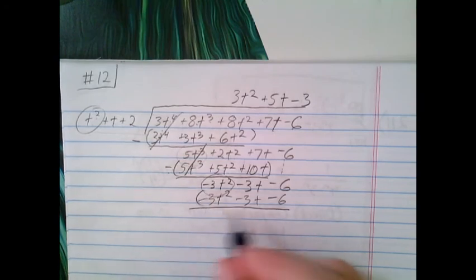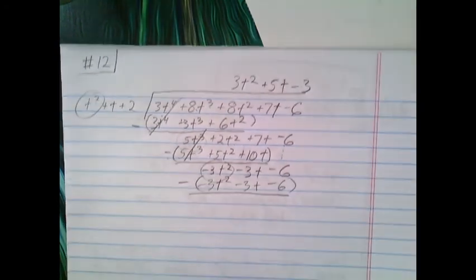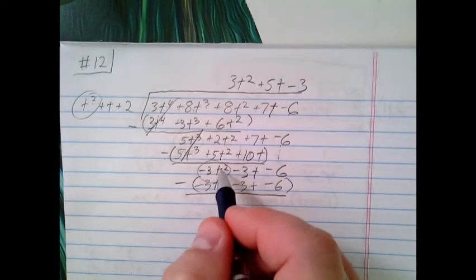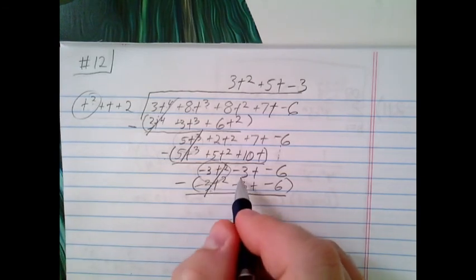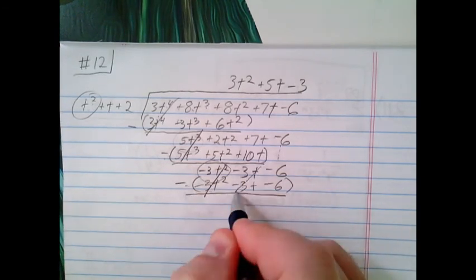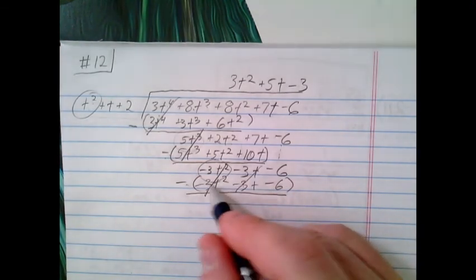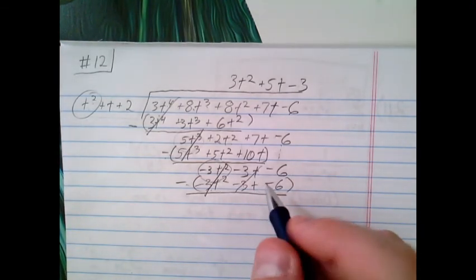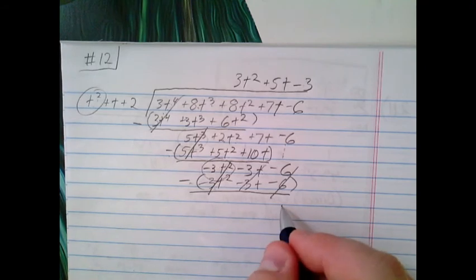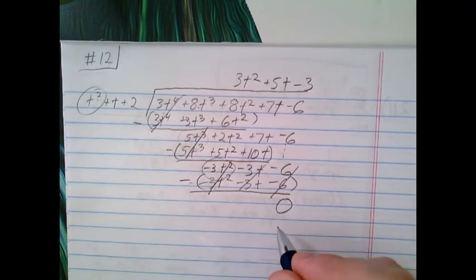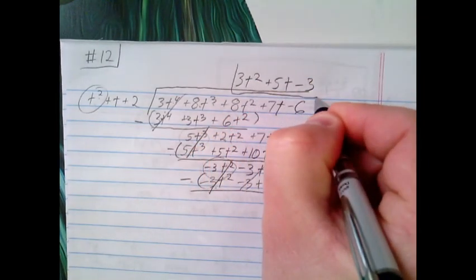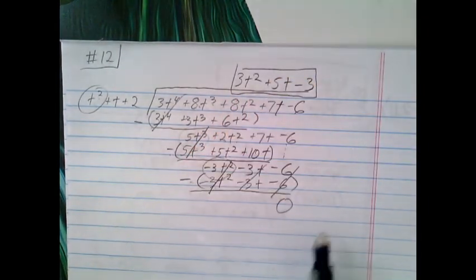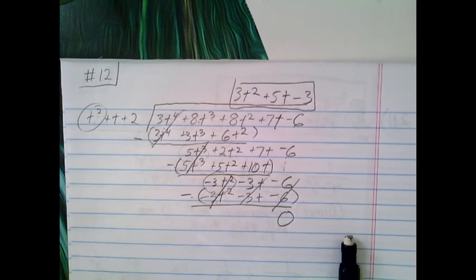One last time I will subtract. But notice that when I'm subtracting, I'm always subtracting something from itself. Negative 3t squared minus itself cancels. Minus 3t minus itself. Anything minus itself goes to 0. Negative 6 minus negative 6 cancels. So in this case, I don't get a remainder. Okay, I was just left with 0, which means my quotient is all of my answer. And that's all there is to number 12.